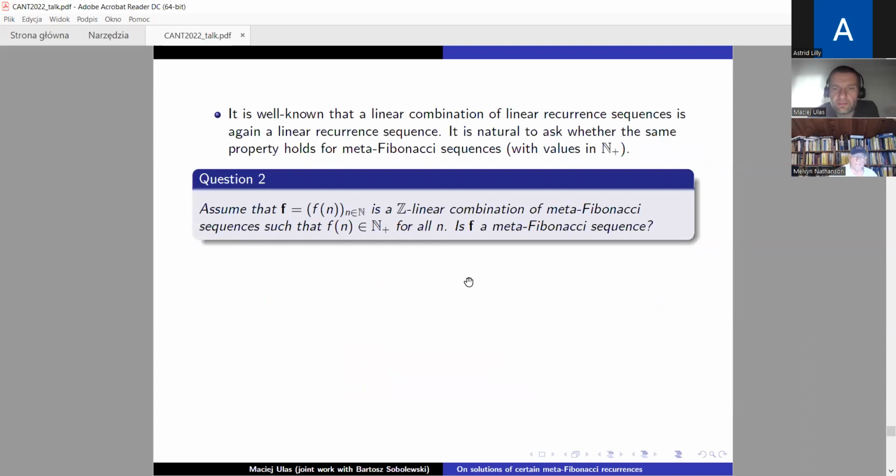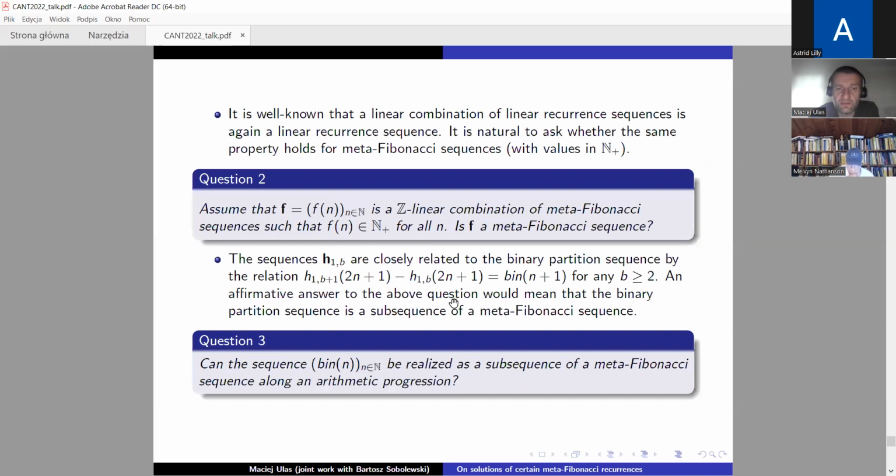But I believe that an even more interesting question is the following. How close are meta-Fibonacci sequences to linear recurrence sequences? They are not too similar, but the question is the following. We have a sequence which is a Z-linear combination of meta-Fibonacci sequences, and the values of the sequence are positive natural numbers. The question is whether F itself is a meta-Fibonacci sequence. This is quite a natural question, I believe, and this in particular would imply that the binary partition function, which counts the partitions into powers of 2, would be a meta-Fibonacci sequence. It's not clear to me whether this is true or not.